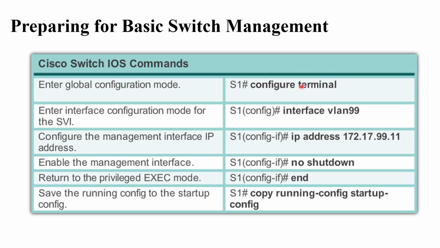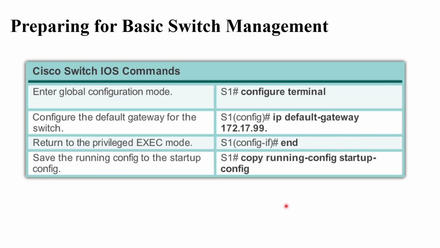So config terminal will take you to the global configuration mode. Then interface VLAN 99. So VLAN 99 is the name of an interface. This is a virtual interface. You may not understand this now, no issues. You can fix an IP address, then you can enable this VLAN 99, that means you are going to make it on, no shutdown. Then we are going for copy running-config startup-config. So almost the same commands are available in both the switches and the routers.